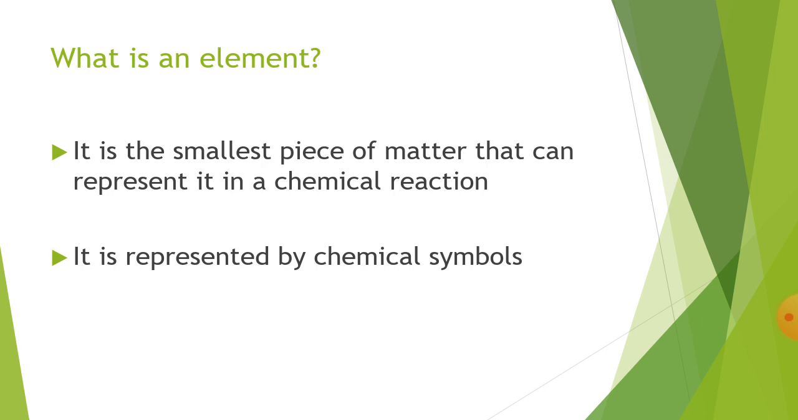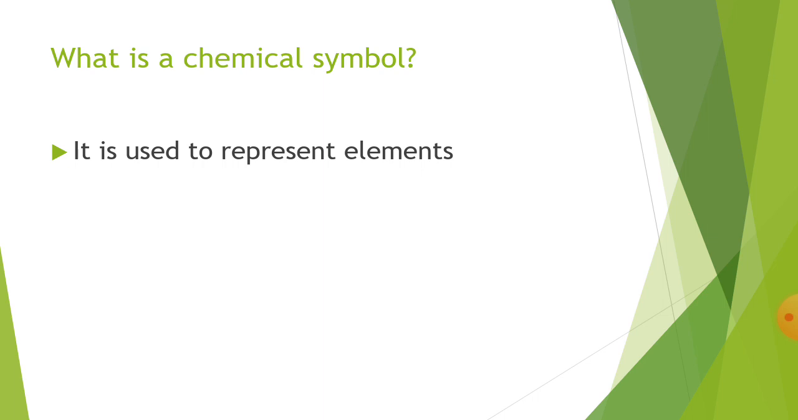Now, what is an element? It is the smallest piece of matter that can represent it in a chemical reaction. You've been told this over and over again. Okay? And now they are represented by chemical symbols. Symbols are letters of the alphabet, and these symbols are gotten from the Latin names of these elements. So a chemical symbol is used to represent elements.